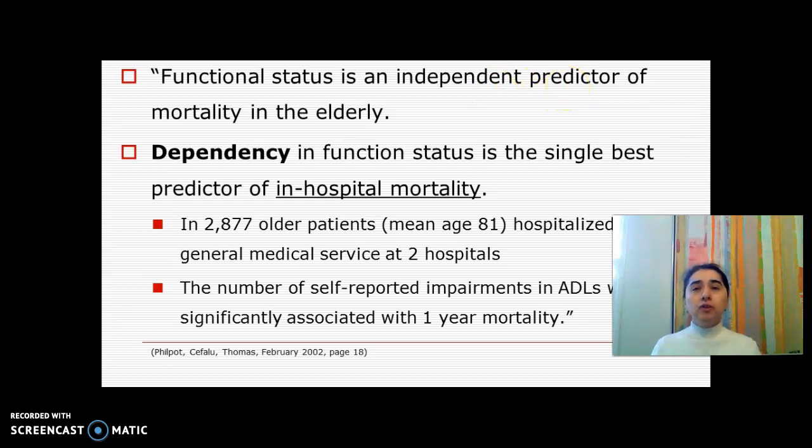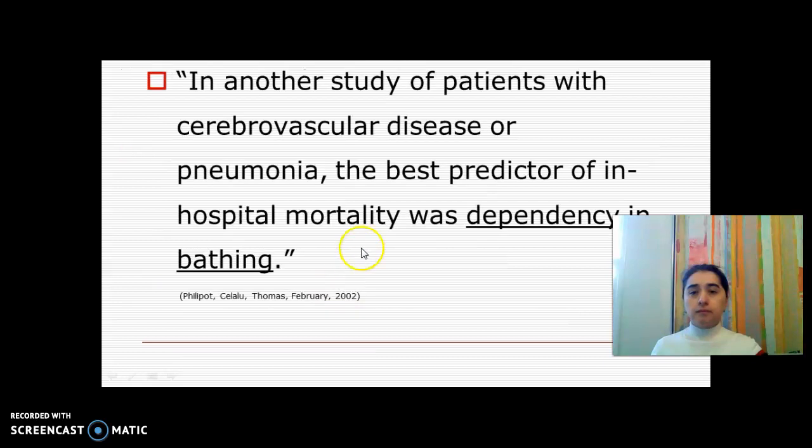Mortality. When we look at functional status, we use it also as an independent predictor of mortality in the elderly. Research was done, and we found out that dependency in at least one functional status can be a predictor of in-hospital mortality. Another study found that in patients with cerebrovascular disease or pneumonia, the best predictor of in-hospital mortality was the dependency index.